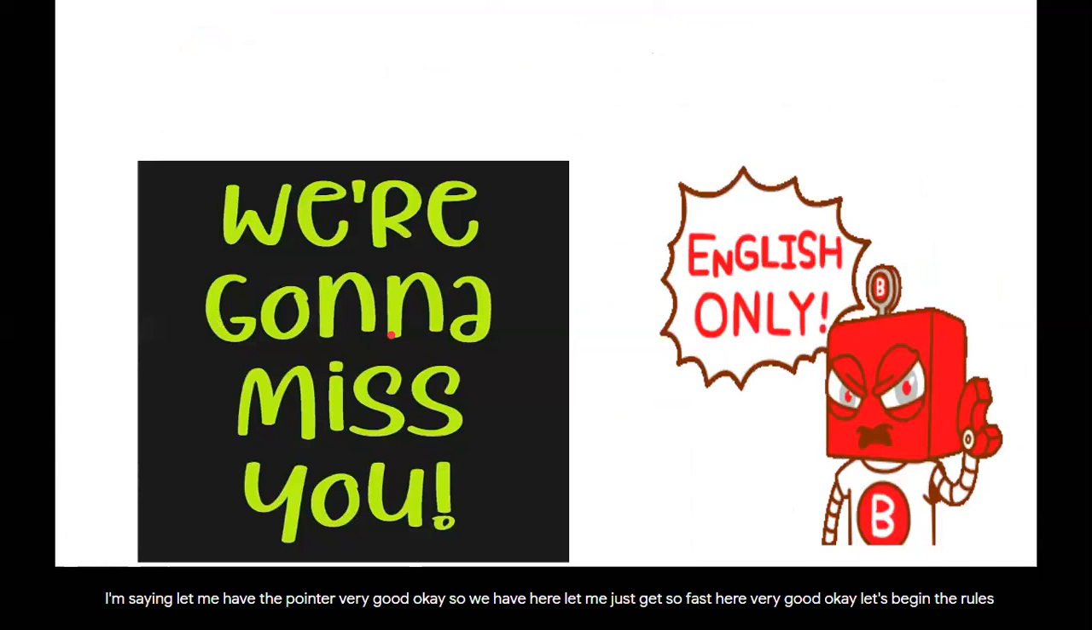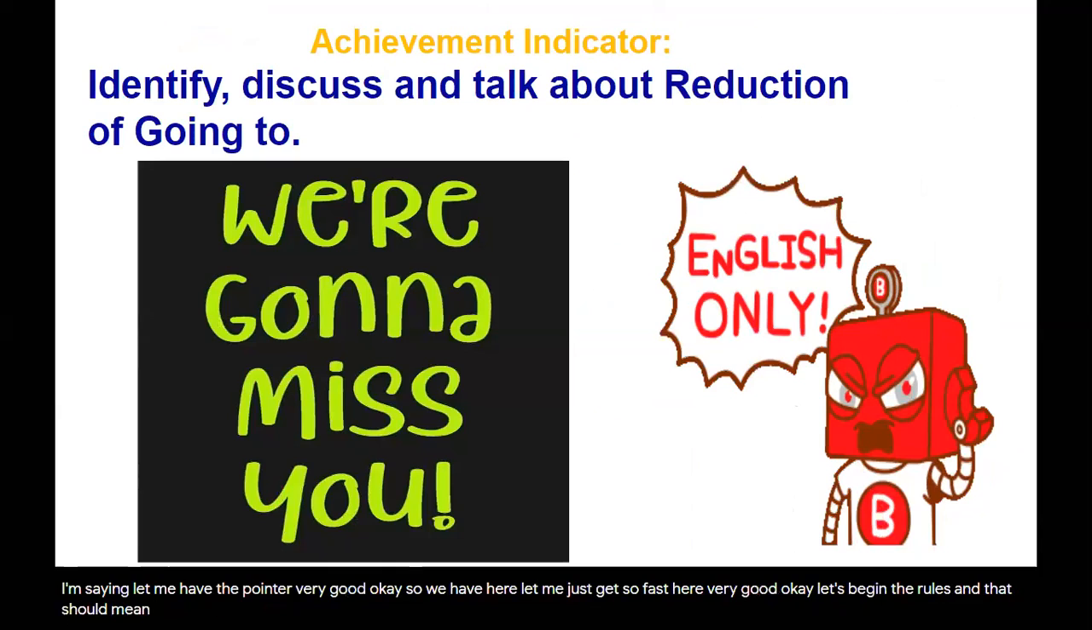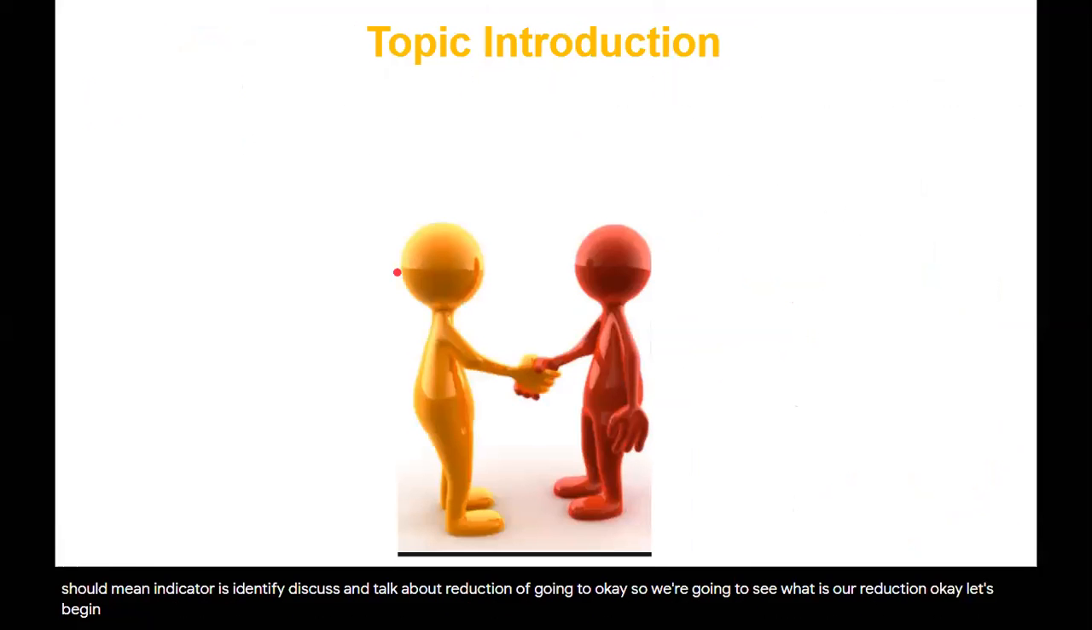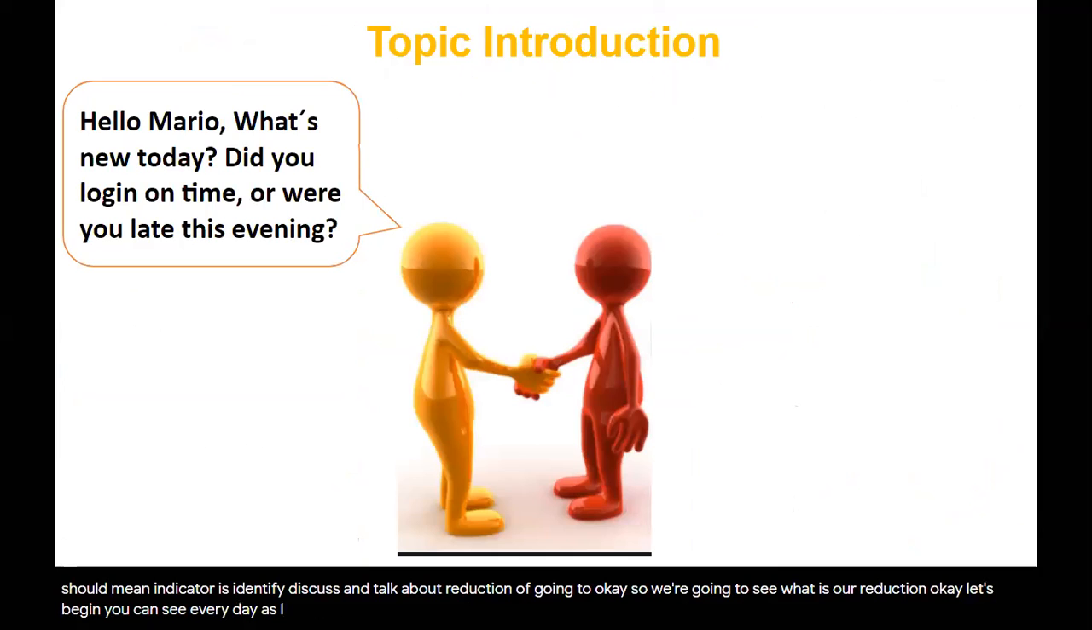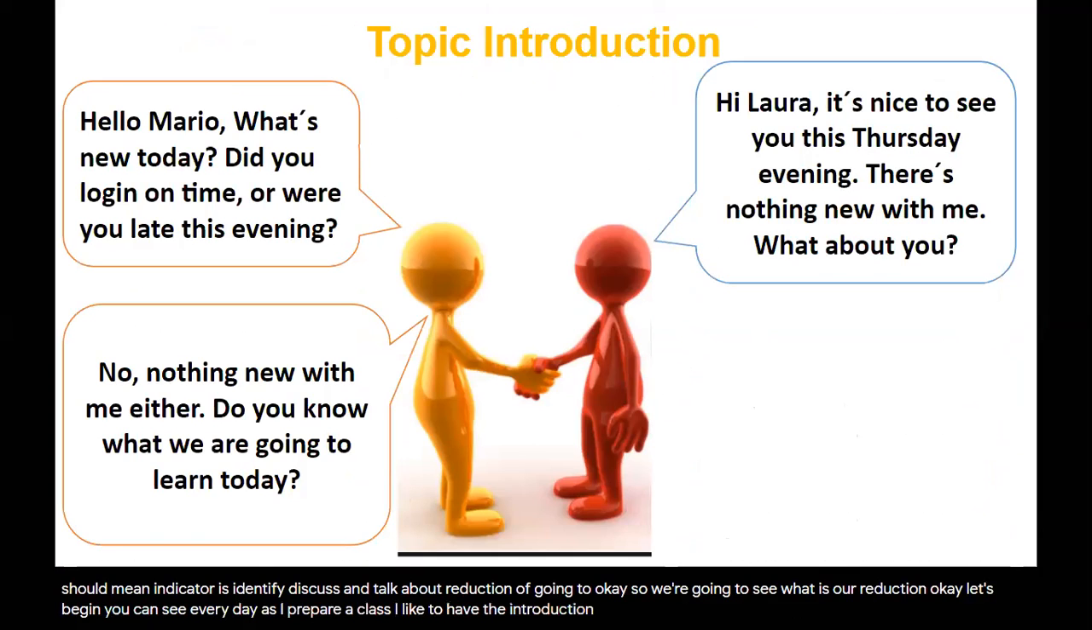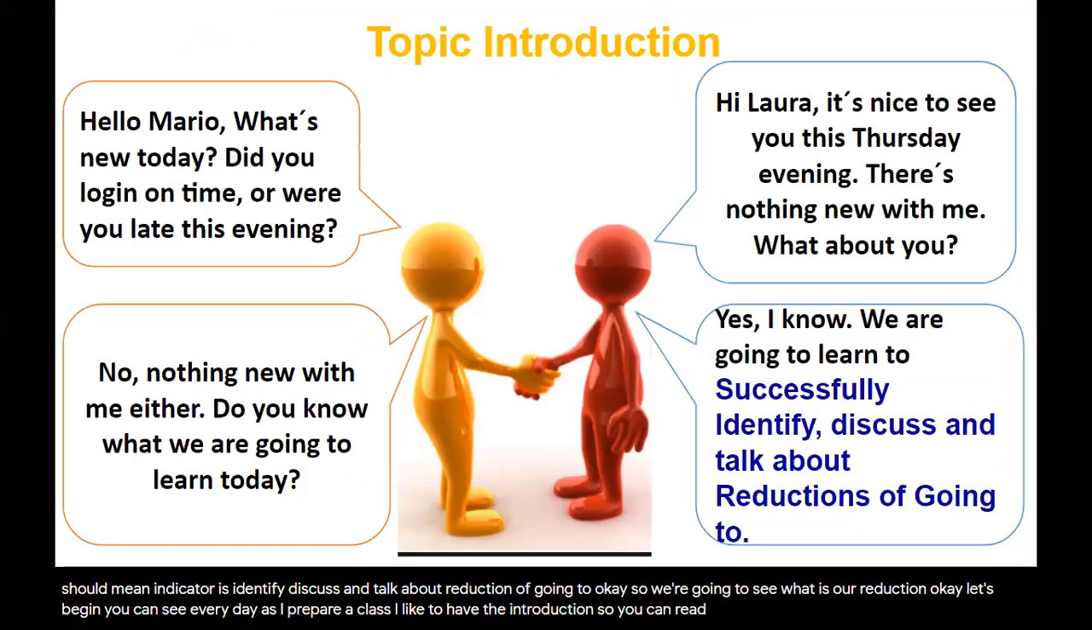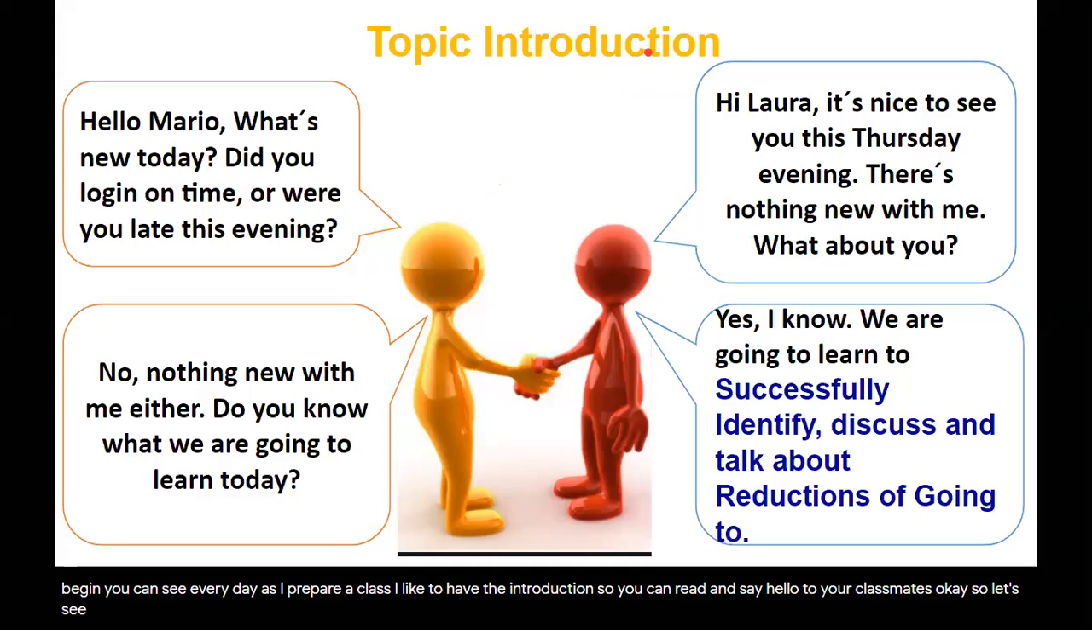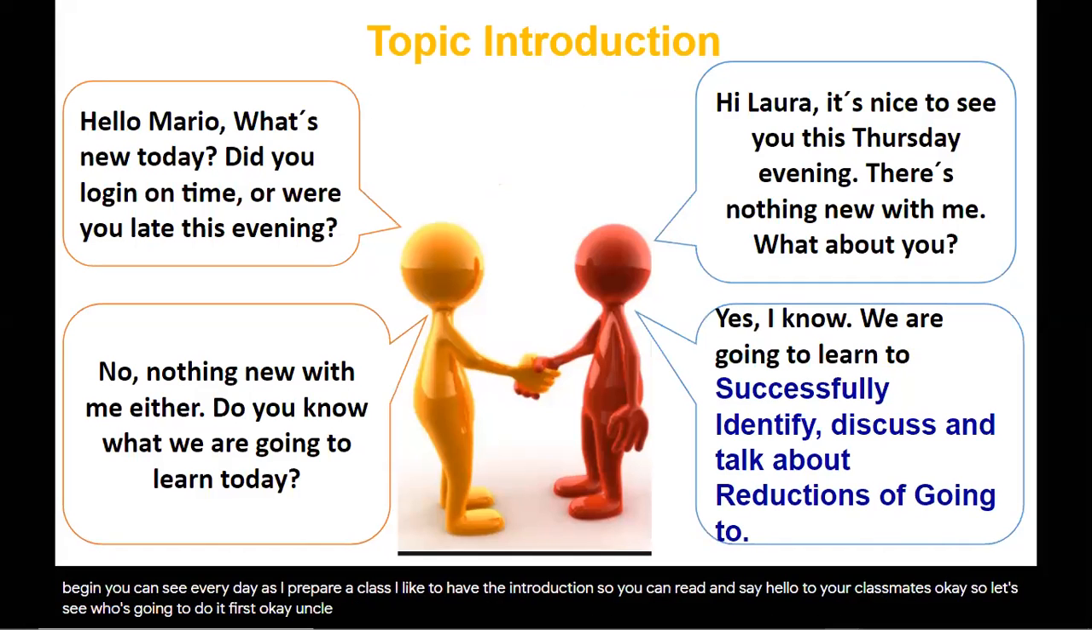Okay, let's begin. The rules and the achievement indicator is identify, discuss, and talk about reduction of going to. Okay, so we're going to see what is a reduction, okay? Let's begin. As you can see, every day as I prepare a class, I like to have the introduction so you can greet and say hello to your classmates, okay? So let's see who's going to do it first. Okay, Angel Saravia and Carlos. Angel, you start, please.